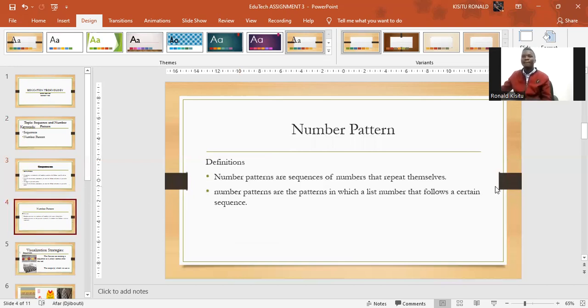For a number pattern, it is a sequence. So from a sequence, we can form a number pattern. A number pattern is a sequence of numbers that repeat themselves, as we are going to see. Number patterns can be defined as the patterns in which a list of numbers are following a certain sequence.